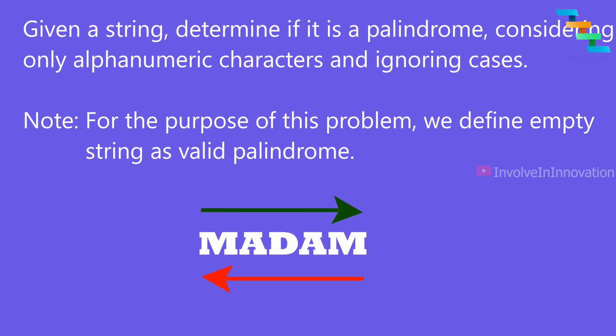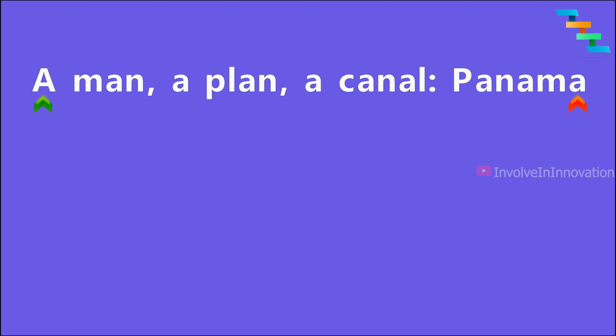So here in this problem, the key thing to notice is that we need to consider only the alphanumeric characters and we need to ignore the cases. And there is a note in the statement which states that an empty string is also a valid palindrome. Now we will see how to achieve this with the animation.